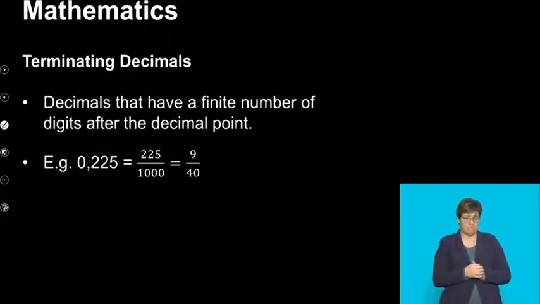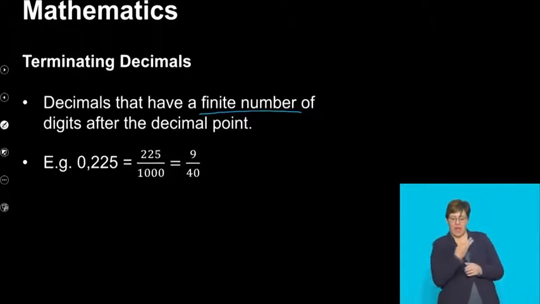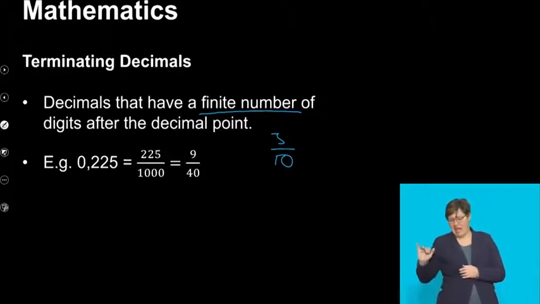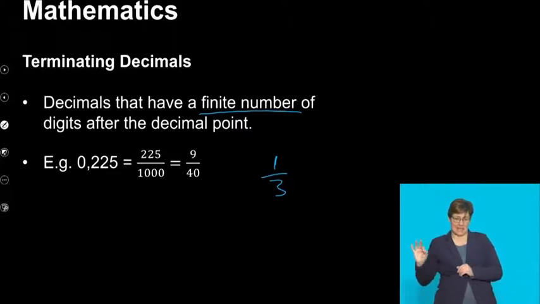So when you talk about terminating decimals, these are decimals that have a finite number of digits after the decimal point. So you can count how many decimals there are, and those decimals are normally very few, right? But if you have 1 over 3, now there's a lot of decimals, because this is going to be 0.333333333333. What does that mean?